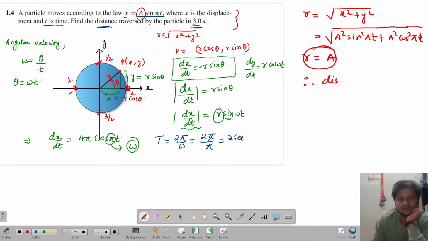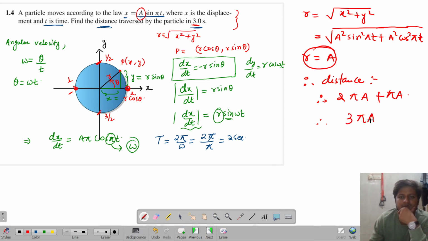Therefore, distance is how much? So first, in the first round, the total distance is equal to 2 pi r, so 2 pi a. Got it or not? After that, yes or no? Plus it is equal to pi a. Got it or not? So therefore, total distance is how much? 3 pi into a. Got it or not? So total distance traveled is equal to 3 pi a. Here in the book, the answer is given as 6a. Got it or not?